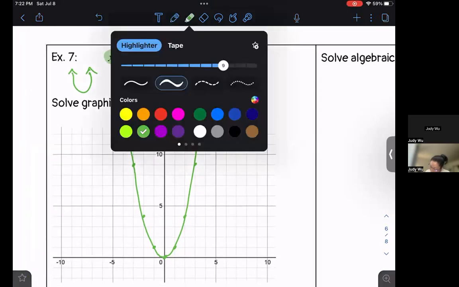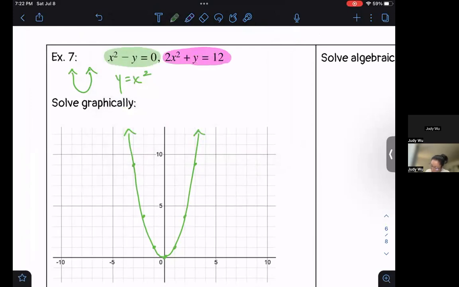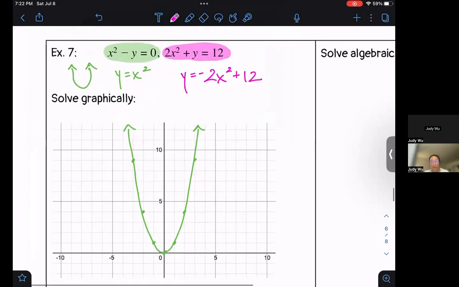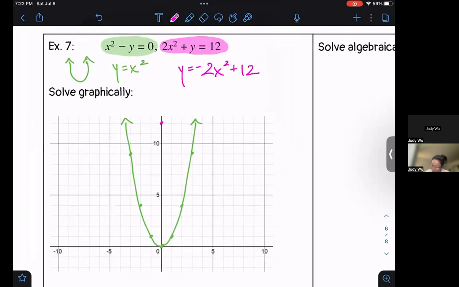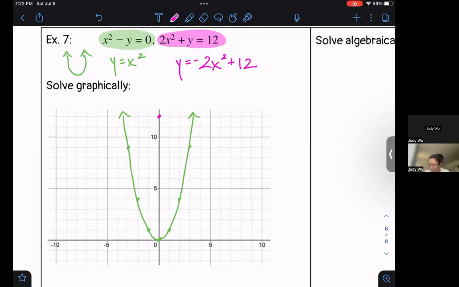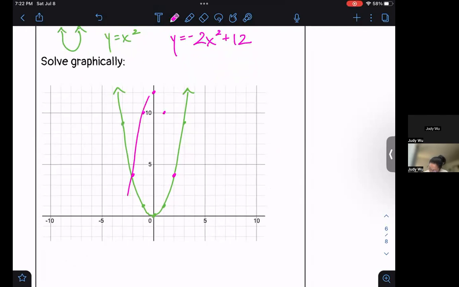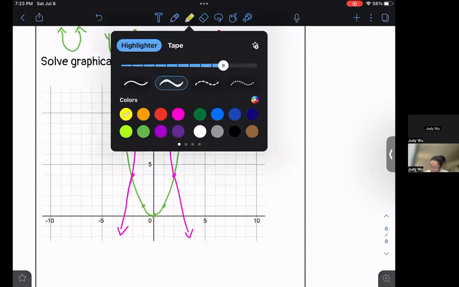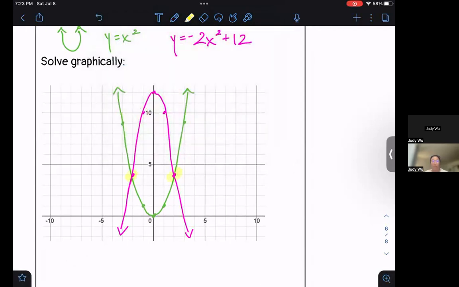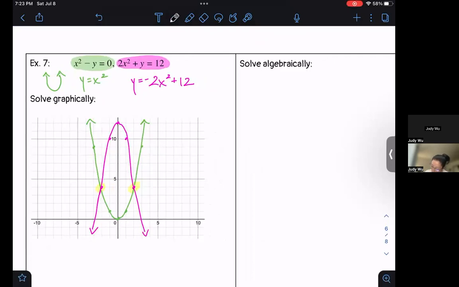And what do we have for this other equation? 2x squared plus y equals 12. That's really y equals negative 2x squared plus 12. And that's going to be a parabola that has a vertex at 12, but is facing down. So let's just plug in some numbers and see. If I plug in 1 for x, I'm going to get 10 for y. If I plug in 2 for x, I'm going to get 4 for y. Ooh, I think I found our solutions. And if we connect these, this is a terrible graph, but we should end up with something like this. And we are thinking that our answer is going to be right here and right here. So when we do this with algebra, we should end up with two solutions.